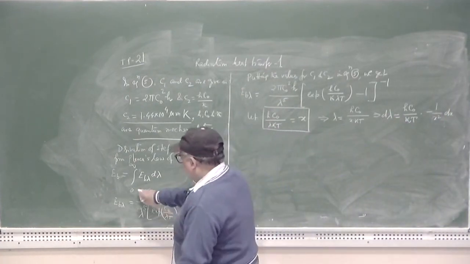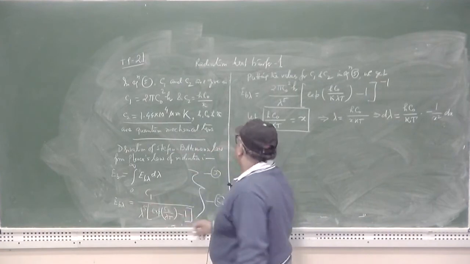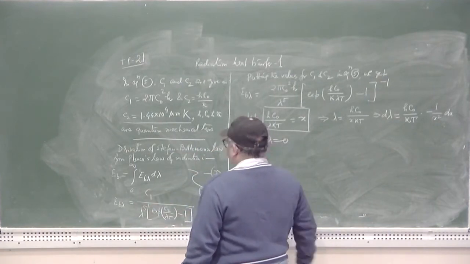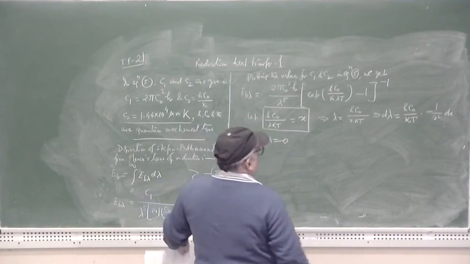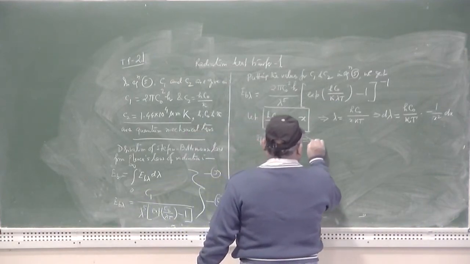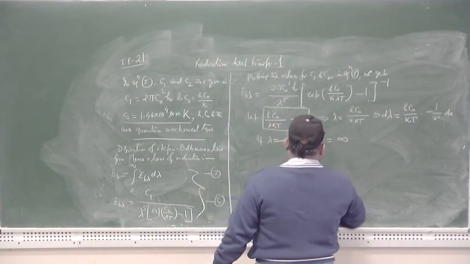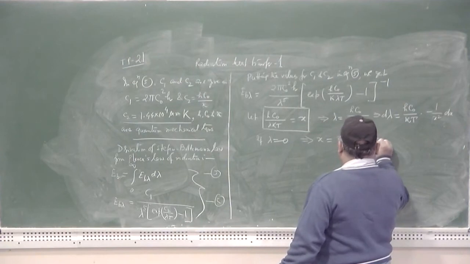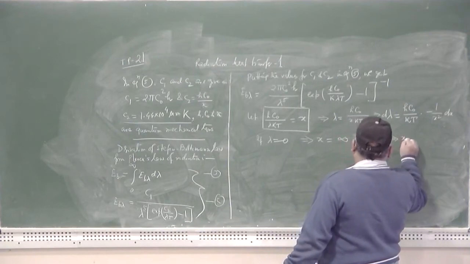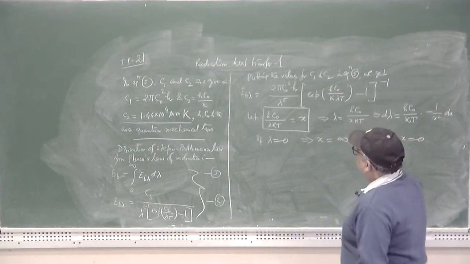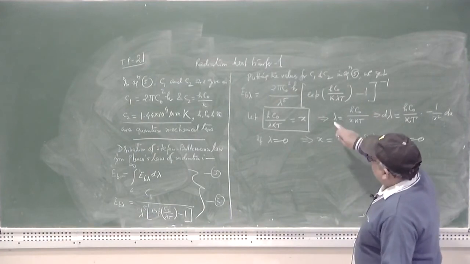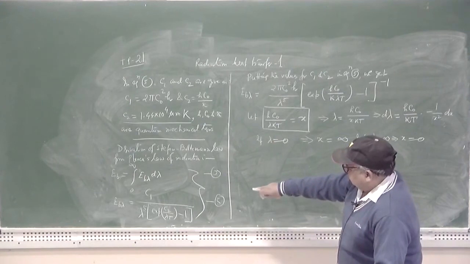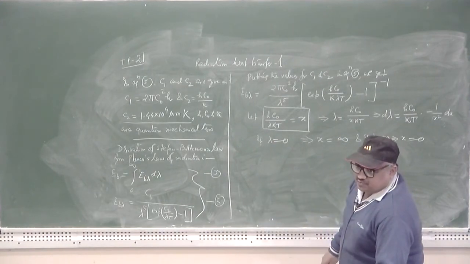Now, taking the limit here, if λ is equal to 0, then what should be the value of x? That is x equal to infinity. And if λ is equal to infinity, it means x equal to 0. That means we go through the transformation in the integrand available in equation number 3 by the help of equation number 5.